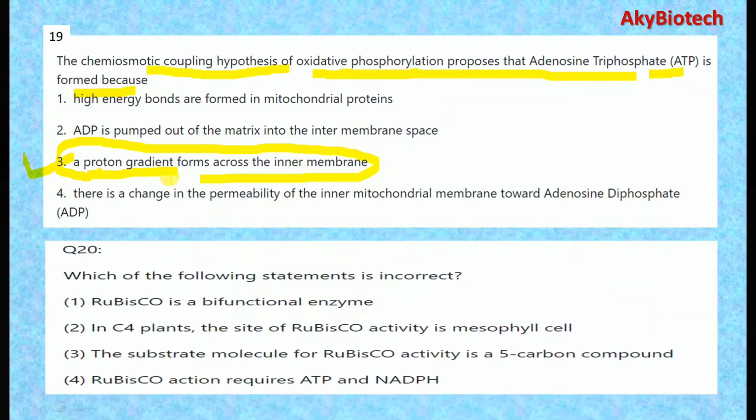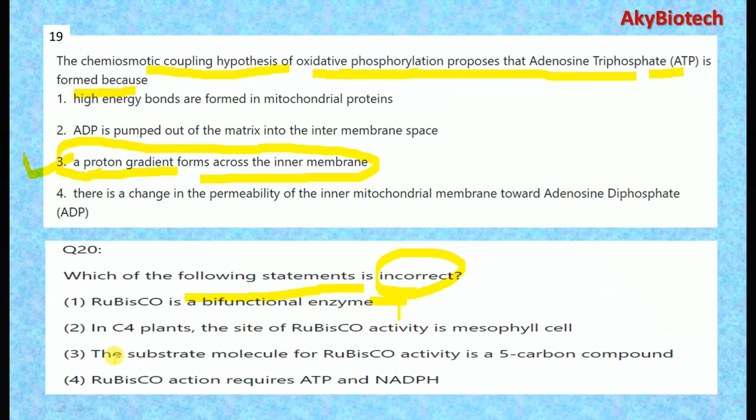Then number 20. Which of the following statements is incorrect? You have to choose the false statement out of these. Rubisco is a bifunctional enzyme. This is a true statement.